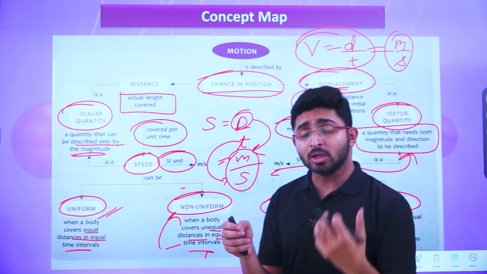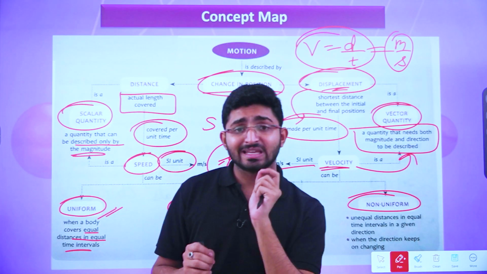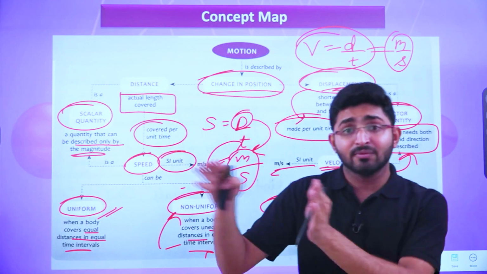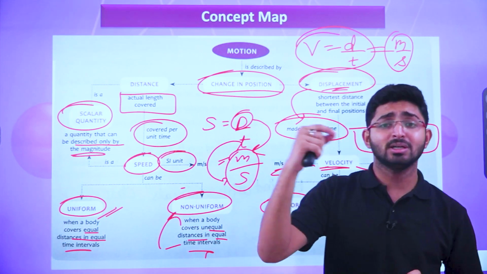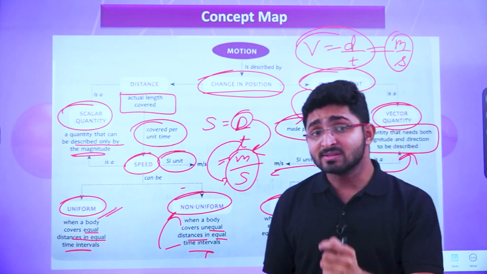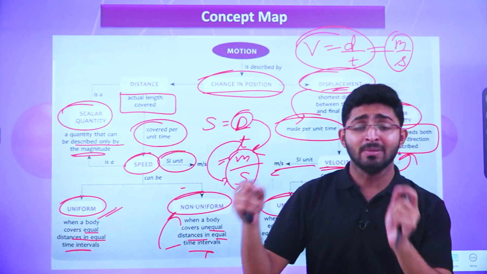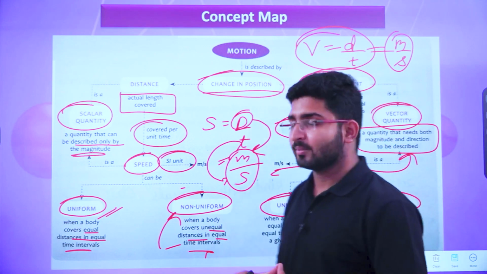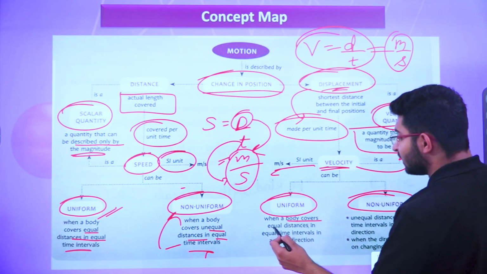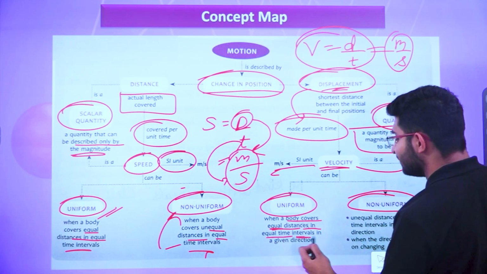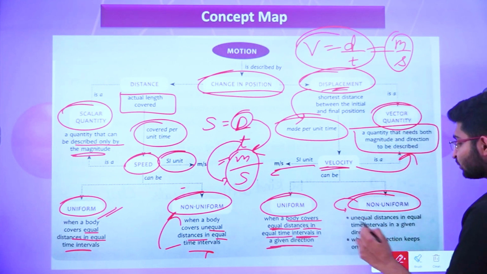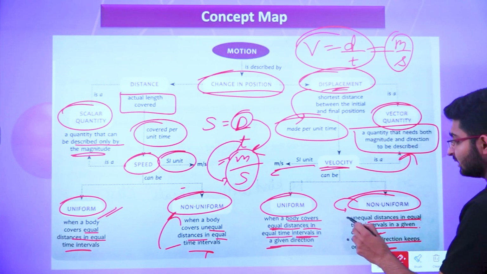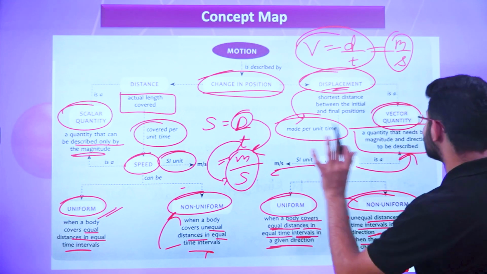But when I am talking about the non-uniform velocity, there are two cases. What are those cases? The first case is when an object is covering unequal distances in equal interval of time in a given direction, in the same direction basically. So that will be the non-uniform velocity. Again, when an object is covering equal distances in equal interval of time and changing its direction constantly, that will also be a non-uniform velocity. Okay, so you can see here, when an object covers equal distances in equal time intervals in a given direction, that is uniform, and non-uniform is what? Unequal distances in equal time intervals in a given direction, or when the direction keeps on changing. These are the two points about non-uniform velocity. So this is the second concept map.